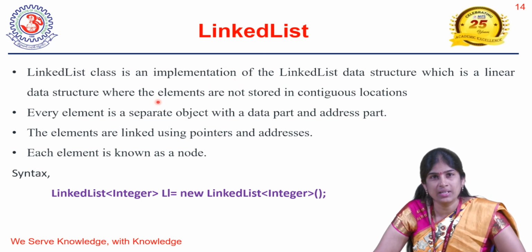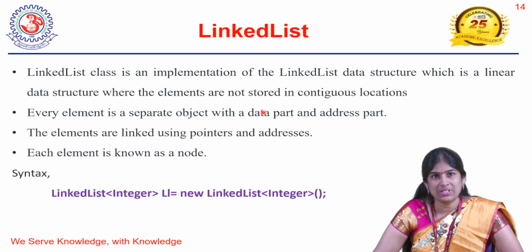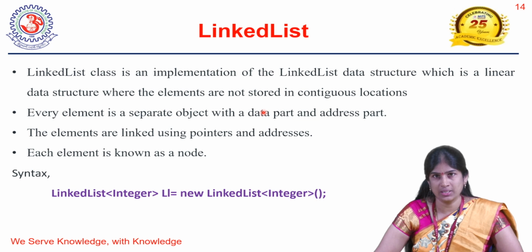Next, linked list. The linked list class is the implementation of the linked list data structure. Previously, we have seen the array list class. Now we are going to see the linked list class. It is basically the implementation of a linked list backend, which is a linear data structure where the elements are not stored in contiguous locations. Every element is a separate object with a data part as well as an address part. The elements are linked using pointers and addresses. Every element is also known as a node.